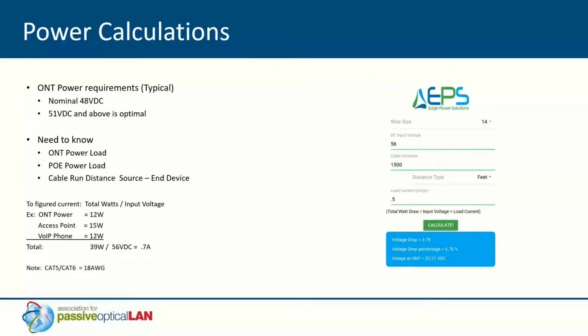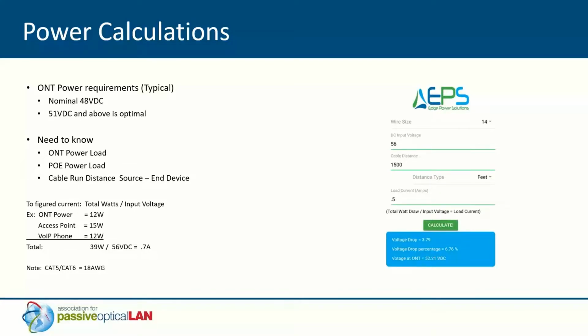I'm going to jump in just a little. I get a lot of questions on power calculations, so I just thought I'd throw this in here. Our website and many of the websites of the Passive Optical LAN members have cable distance calculators. And on the PON side of things, you need to know that most typical ONTs operate at a nominal 48 volts DC. We've found in our testing, and it's not all ONTs, but most operate at best at 51 volts DC and above.